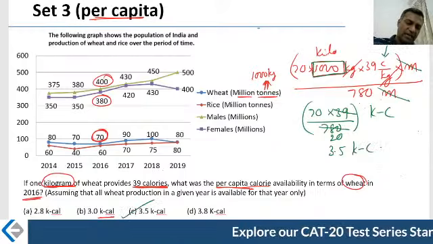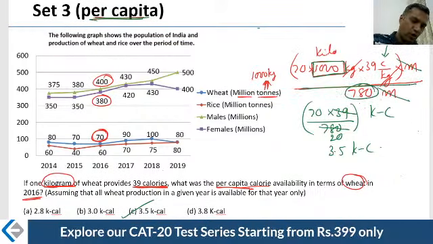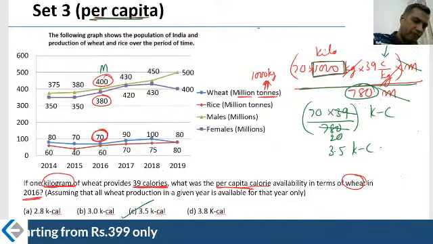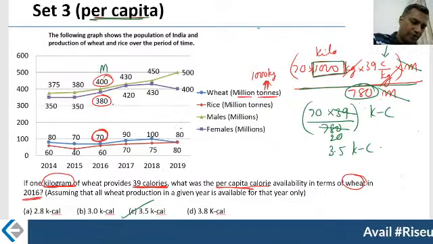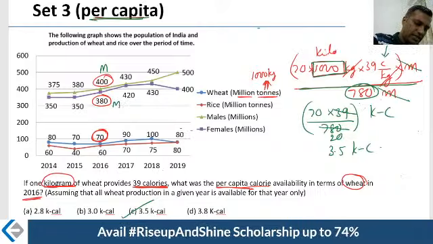You need to be a little mindful about the way you are working on the questions. Two things I talked about. One, per capita means what? Per person. Per person means divided by the number of people. 780 million. How? Because there are 400 million males and 380 million females. Totally, 400 plus 380 becomes 780 million people.